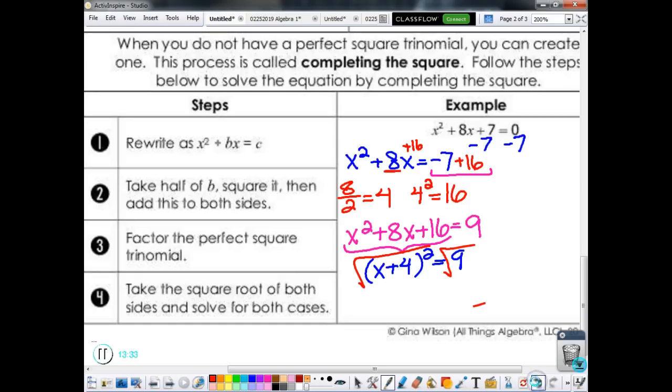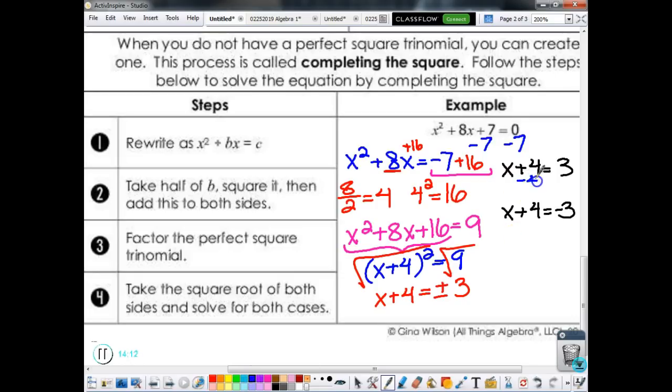So this becomes x plus 4 equals plus or minus, and so what's the square root of 9? 3. Alright, so now I have two options. I have x plus 4 equals positive 3, and then x plus 4 equals negative 3. And so now I have to solve for x on both of them, because these are two different options.